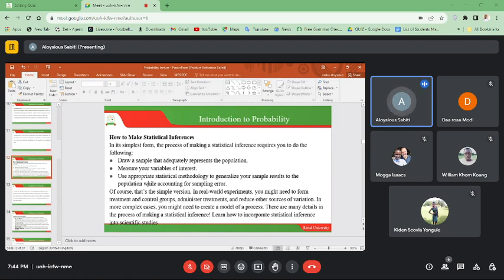So, for example, if you want to make a statistical inference on a new medication, say we have an anti-malaria, like I said before, you should be able to estimate from your sample study from your hospital. Let us say you want to understand the outcome of your new medication in this particular health facility.